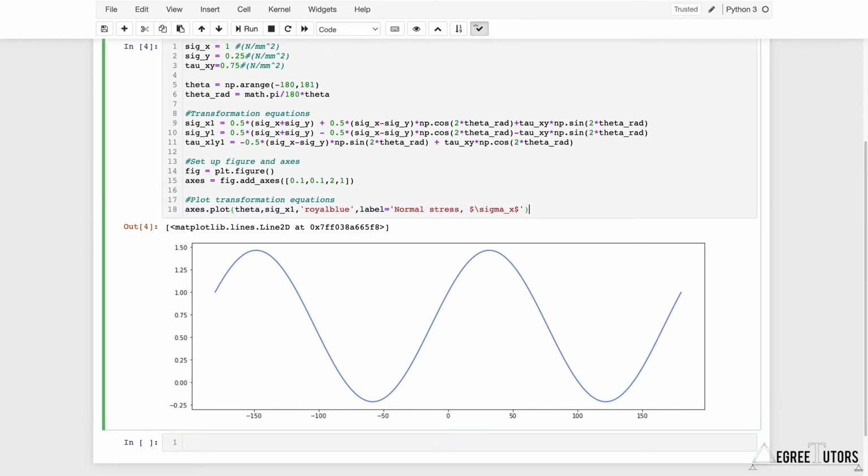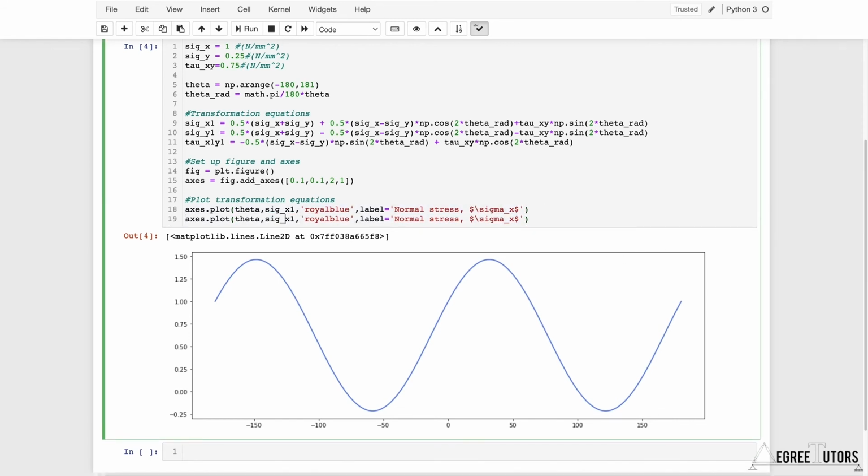Let me do the same thing now. I'm plotting the sigma y1. Let's plot this in sea green. This is going to be sigma. Now let me see, that should be sigma y. That should probably be sigma x1. And this label should probably be sigma y1.